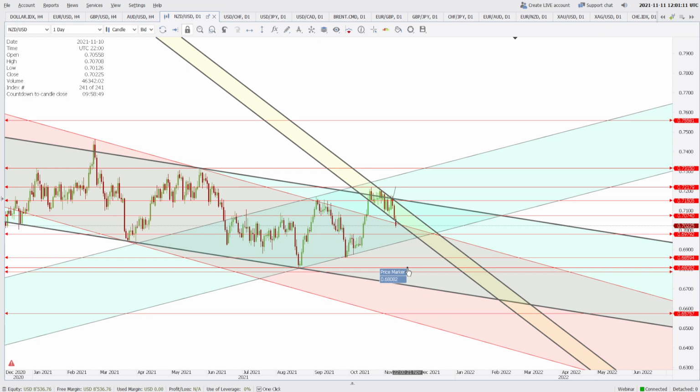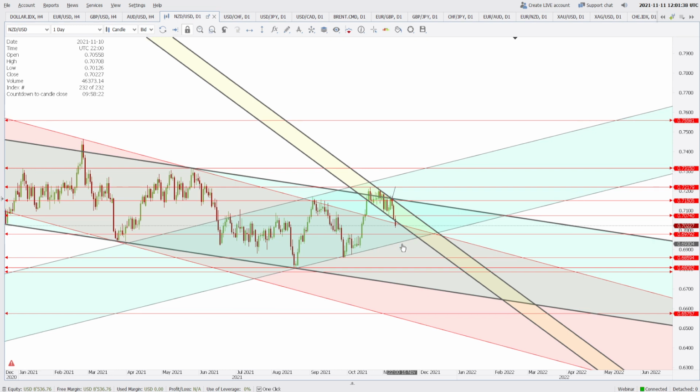Then after, there is a multiple support area of 0.6808 and 0.6786 region. After that, this falling channel support line is there. So there are so many supports for the New Zealand dollar while it starts going down, because the majority of the pairs or currencies are going down against the US dollar. So New Zealand dollar is also going down, but it is still a stronger currency than the others.